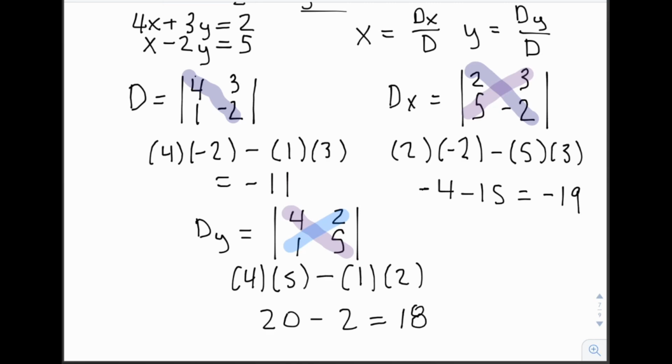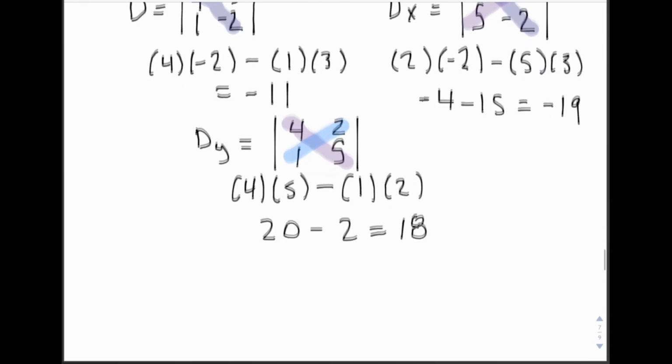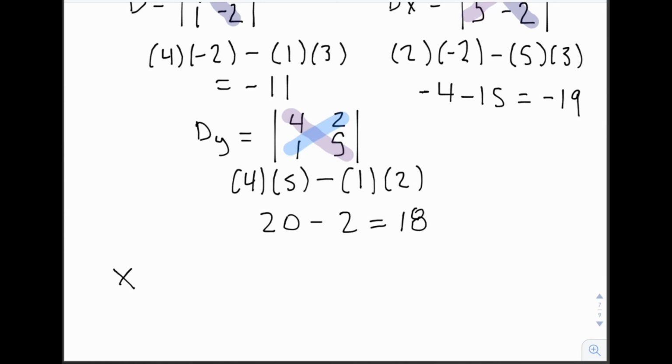So we know our determinant is equal to negative 11, our determinant of x is equal to negative 19, and finally our determinant of y is equal to 18. We can figure out what our x and y values are based off of this information. Our x value is going to be equal to our determinant of x divided by the determinant. So we're going to have a negative 19 divided by this negative 11. What should that get us? That'll get us 19 divided by 11.